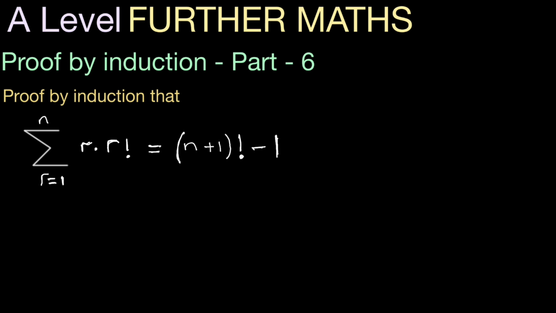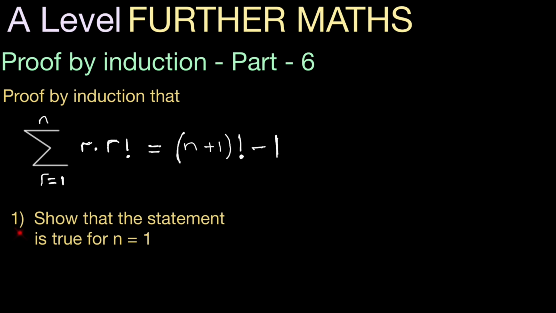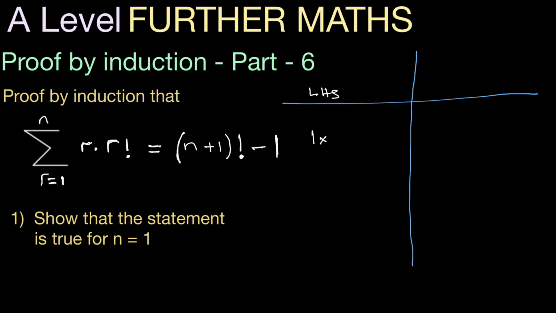In this case, we want to show that the left-hand side is equal to the right-hand side. The first operation is to show that the statement is true for n equals 1. When n equals 1, we would have 1 times 1 factorial equal to (1 plus 1) factorial minus 1. For the left-hand side, we would have 1 times, because the dot means times, 1 factorial, and 1 factorial is 1, so 1 times 1 is just equal to 1.